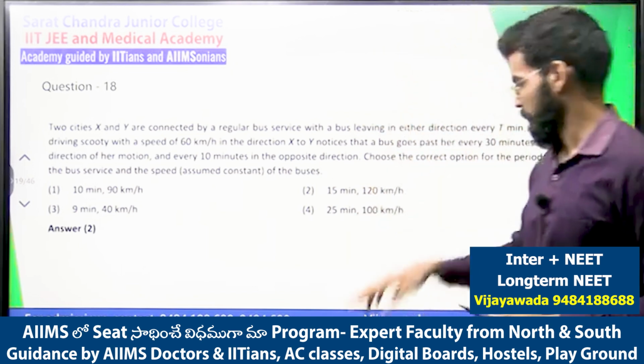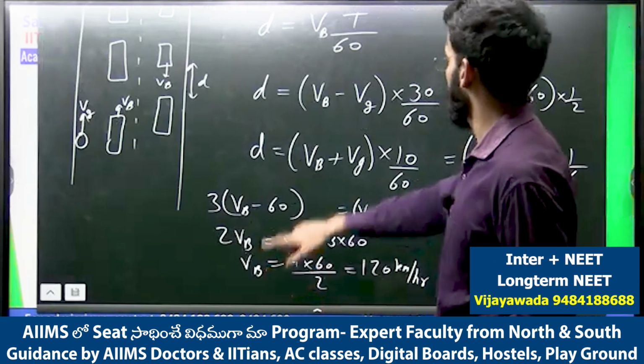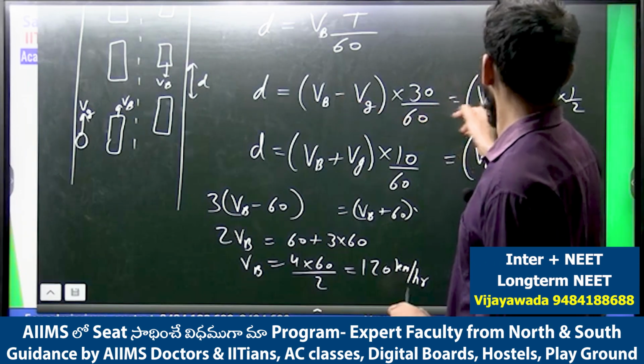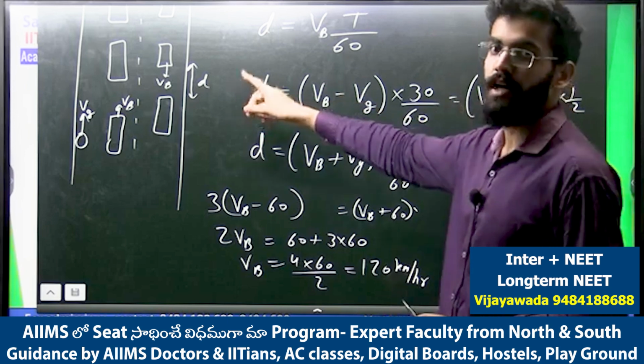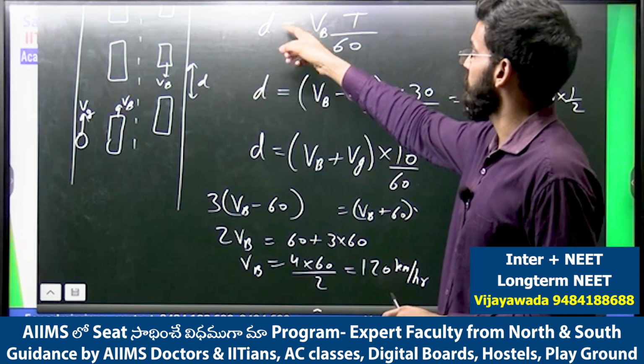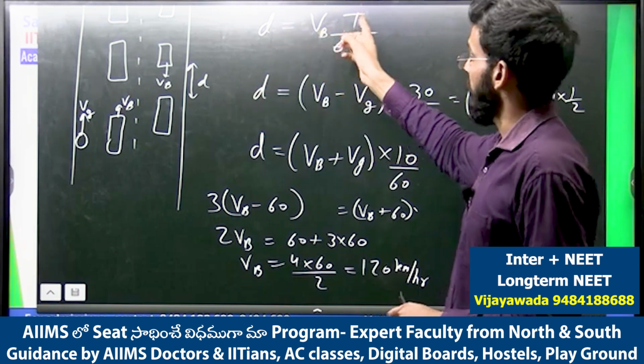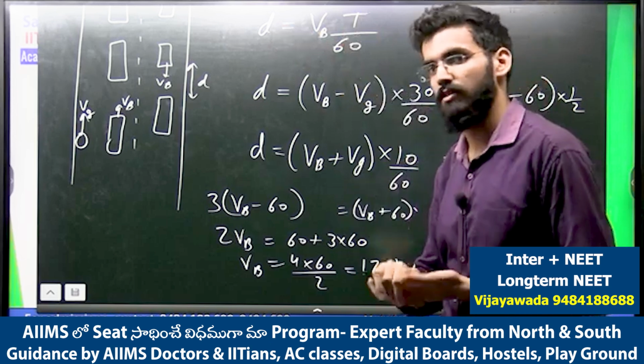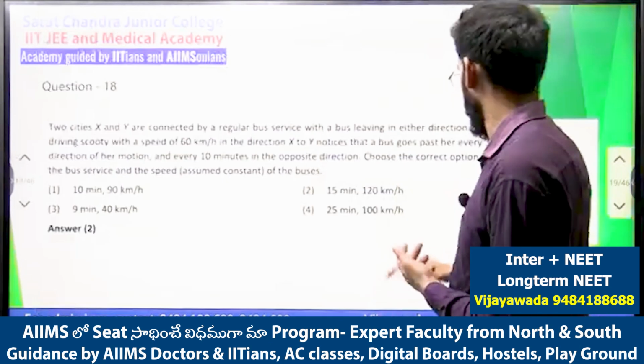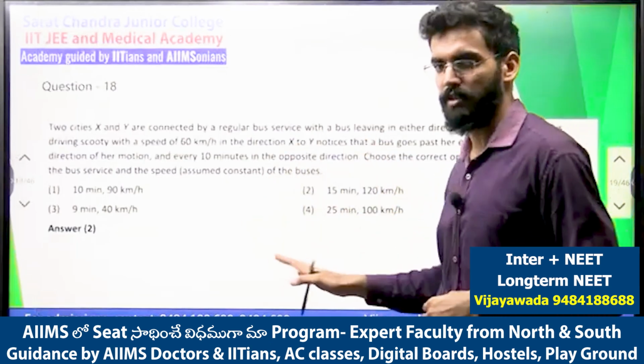Otherwise how you will solve? This Vb you put here in the first equation, and you get the D. After getting the D, put the D value here, Vb you already put, and T you got, that's it. So T will come by the option, if you see, you will get the 15. It will come for sure.